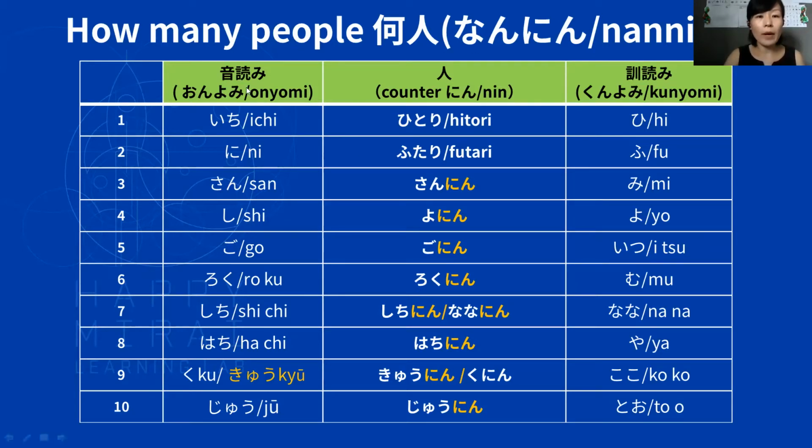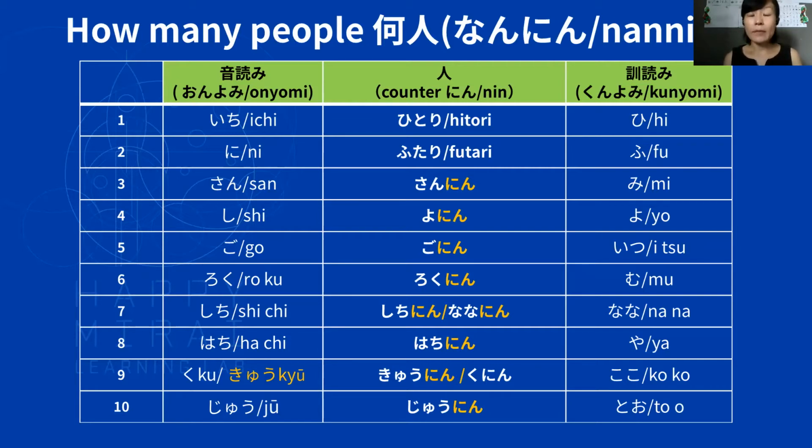Onyomi is on the side. When we do general counting, we use the onyomi. So let's first count 1 to 10. Number 1, ichi. Number 2, ni. Number 3, san. A very interesting piece of information: number 3 in Chinese is also san, though the tone is different. You see, the pronunciation is very close. So number 3 in Japanese is san.